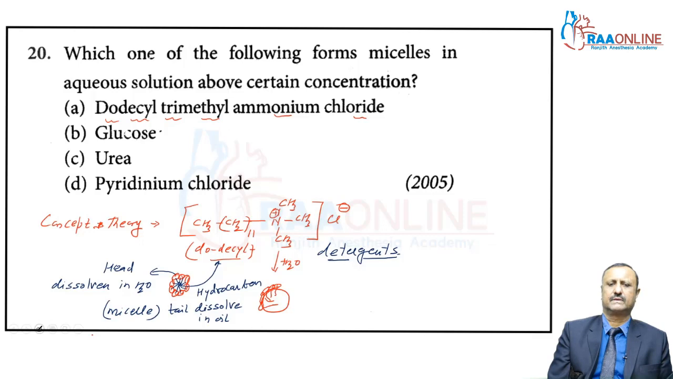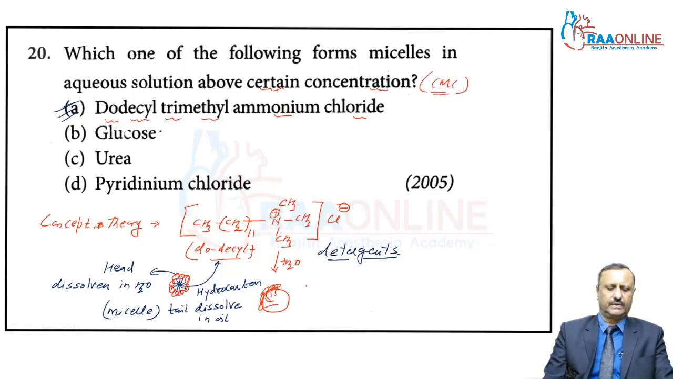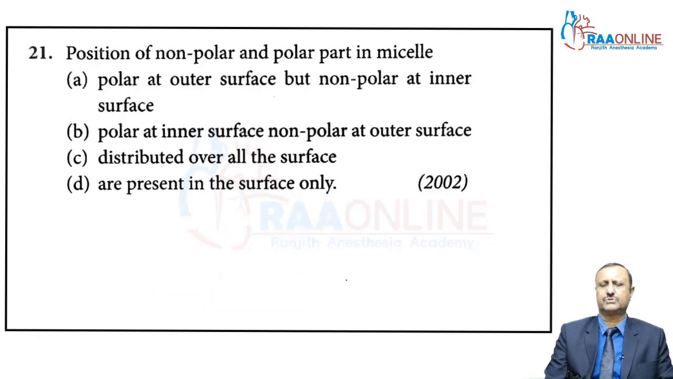So, my dear students, you can go to answer A, because the question is which one of the following forms micelles in aqueous solution above a certain concentration, and above a certain concentration, it is also called CMC, critical micelle concentration. This question was asked in NEET 2005. Now, we can go to question number 21.